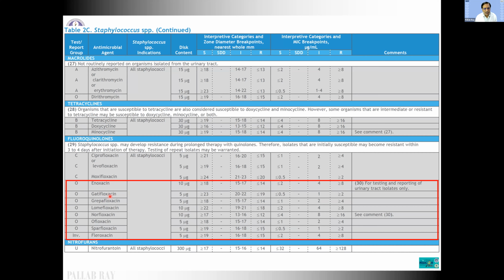Similarly, in another box you can see here, we have azithromycin or clarithromycin or erythromycin. So that means these 3 agents for this particular organism show nearly identical susceptibility or resistance. That means cross susceptibility or resistance is nearly complete, and therefore you can test one of them and you can interpret it for all three of them.